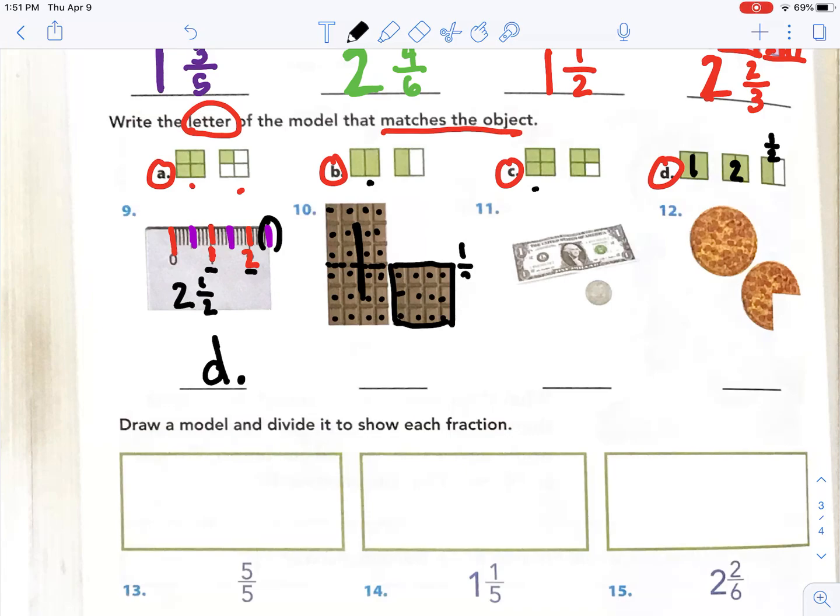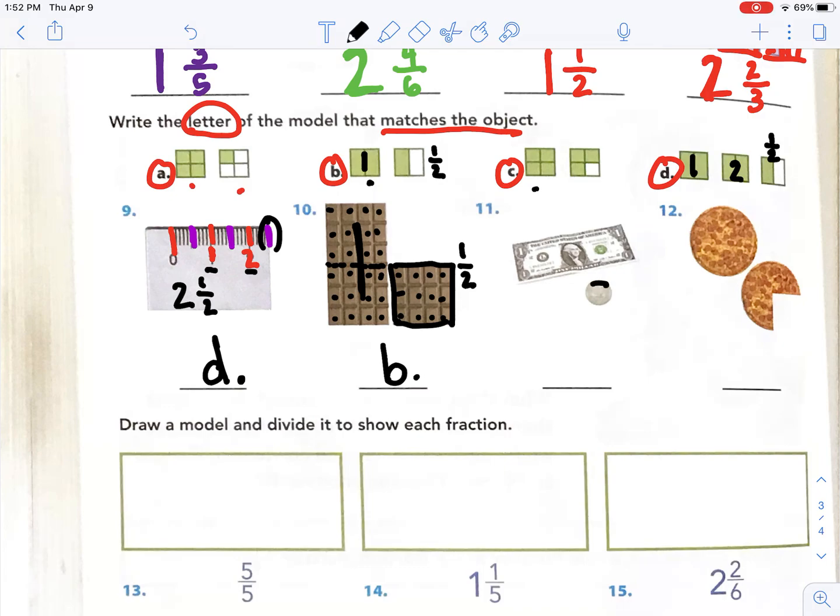So we know this is 1 and a half. Which one of these is 1 and a half? A, B, C, or D? 1 and a half. I see it. Here, 1, and there's the half. 1 half. So it is letter B.